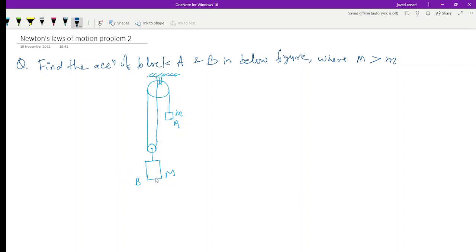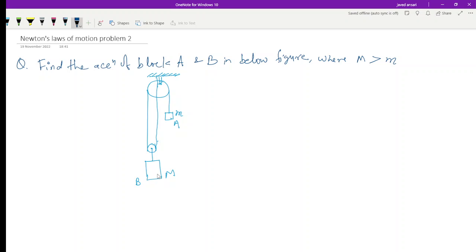It means this mass is greater than this smaller mass. Okay, and all the pulleys are massless and the string is non-stretchable. That's given. So we need to find out the acceleration of block A and B. Okay, so just observe the motion. What will happen if this mass capital M, the body B, is heavier than body A?